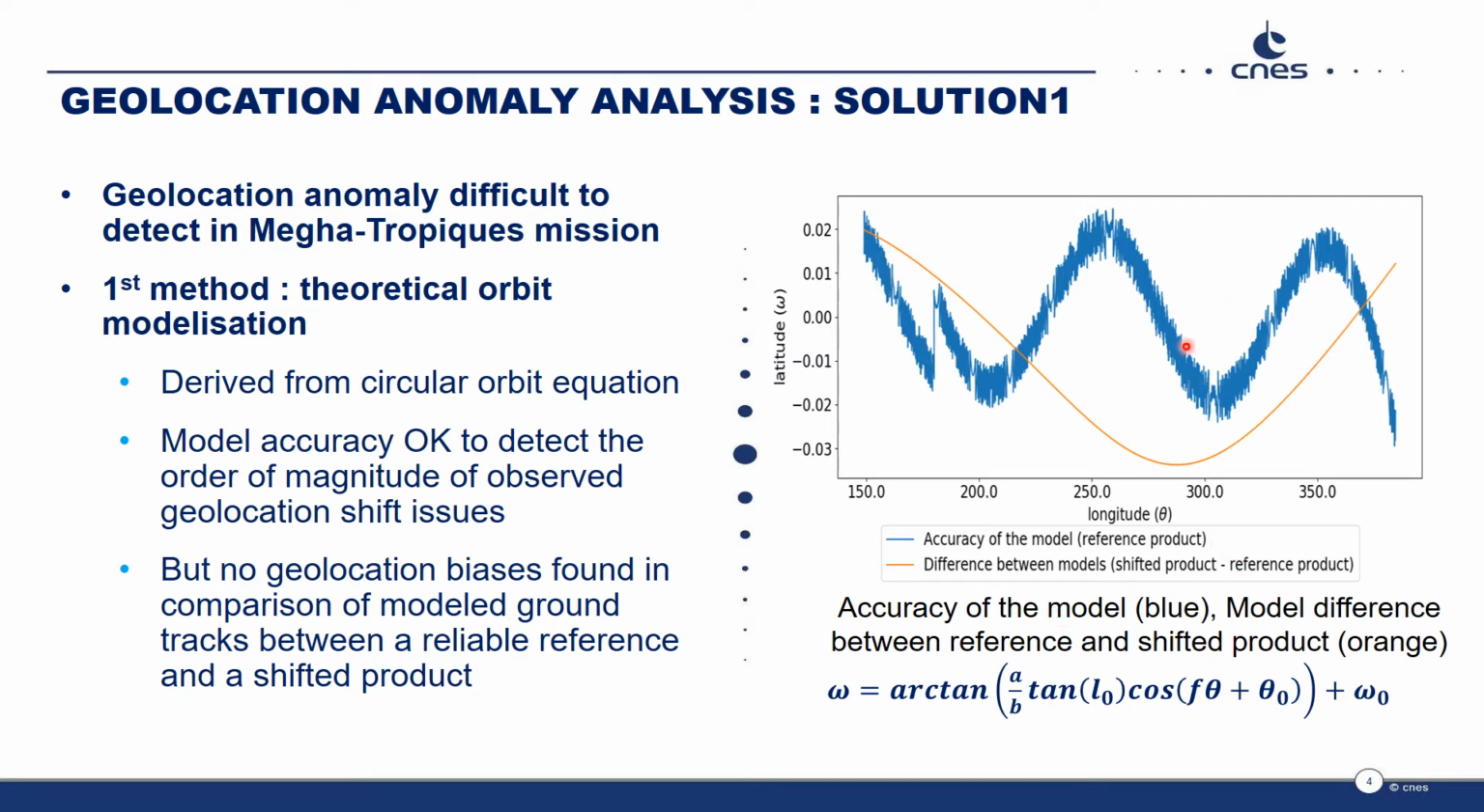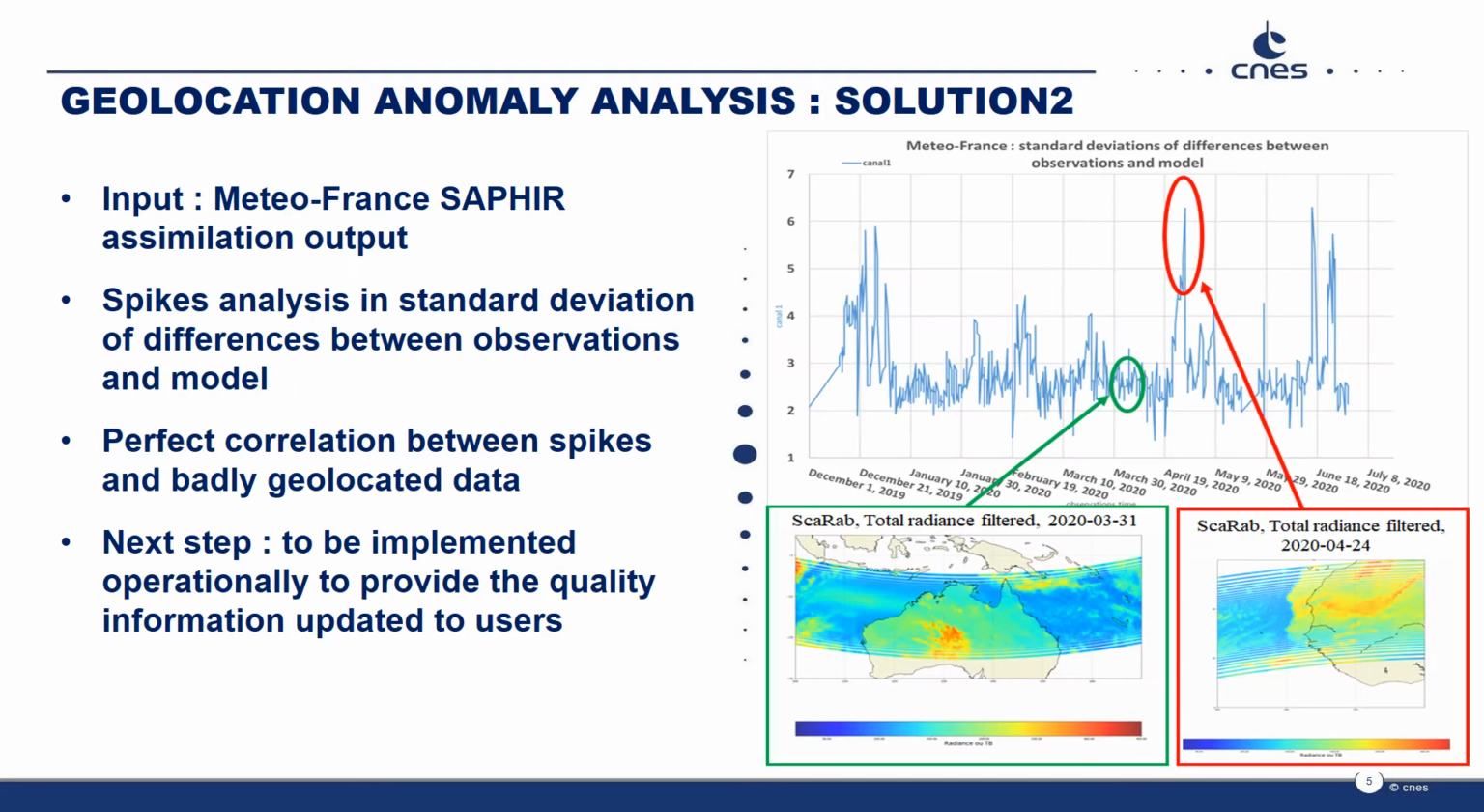In blue, you have the accuracy of the model, which is enough for the geolocation errors we are looking for. But in orange, you have the result of a comparison between a good product and a shifted product. And this amplitude of the orange curve is the same as the accuracy of the model and cannot be associated with the type of errors we are looking for. So, as a consequence, this method cannot be used to detect this kind of anomaly.